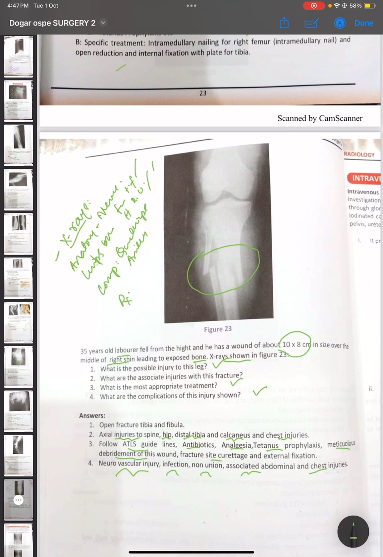And what are the general treatment options? First of all, ABCD is done, airway, breathing, circulation, and then the Advanced Trauma Life Support program is provided, and then specific treatment is done by internal or external fixation through nailing or screws or plates or bandages, etc.